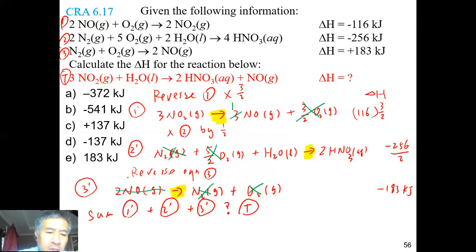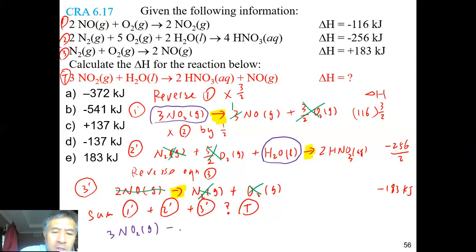So therefore, what's left over is this 3 NO2 that does not cancel out. That's all on the left side of 1 prime. On the left side of 2 prime is this H2O. On the left side of 3 prime, nothing. Let's first write what we have on the left side now. So on the left side, we have 3 NO2 gas, then plus H2O liquid. So that's all we have on the left side of the arrow. On the right side of 1 prime, we cancel out the O2, but we have 1 NO gas left. Then we can see here on the 2 prime right side, we have 2 HNO3 aqueous.